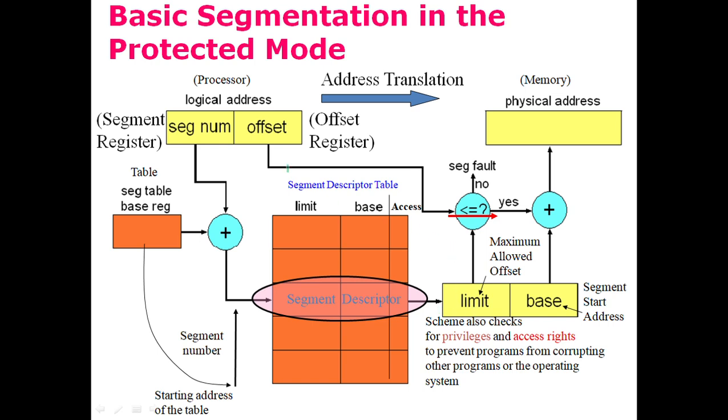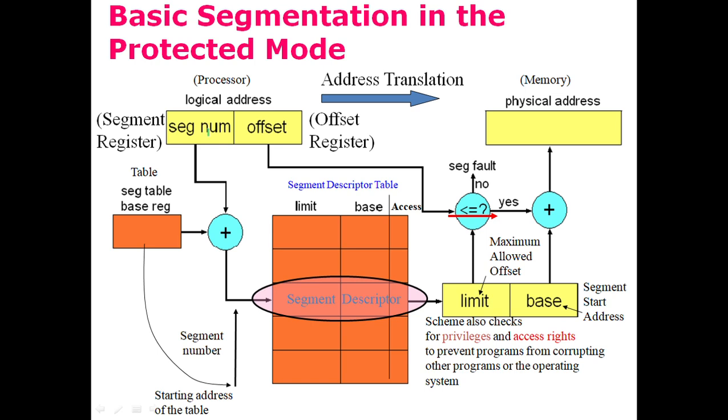This limit is compared with the offset address. The offset address should not exceed the limit field because the limit represents the maximum size of the segment that this segment descriptor describes. If this condition is satisfied, then the offset value taken from any offset register is added with the base taken from this segment descriptor, and this would give us the actual address inside this segment, and that is called the physical address.